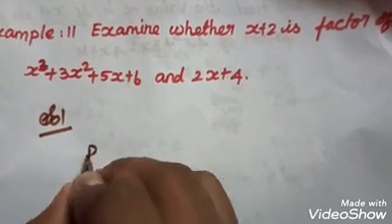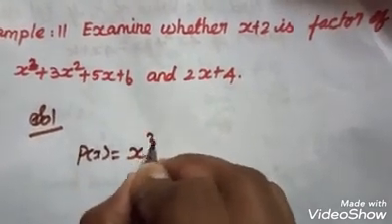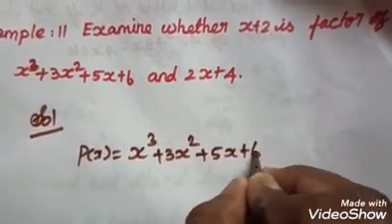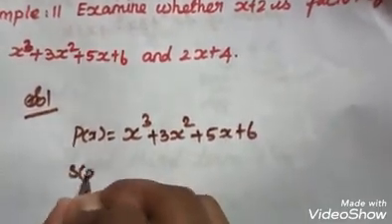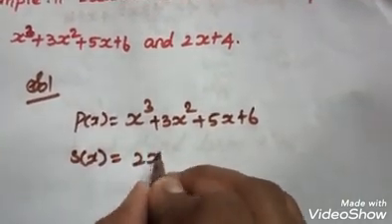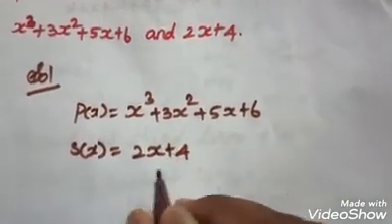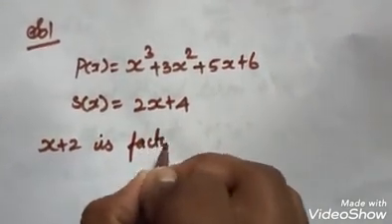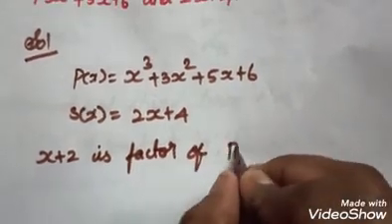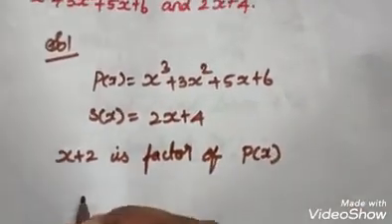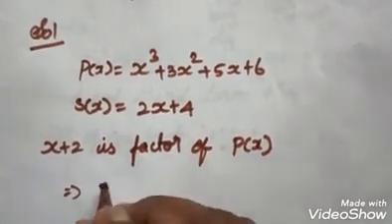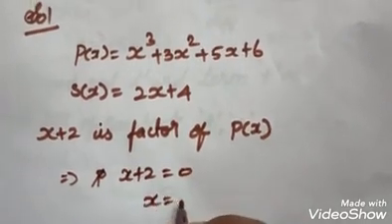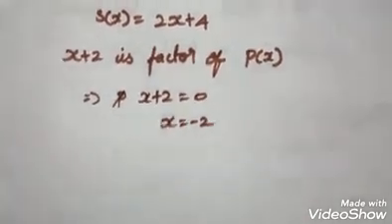First I take p of x which is equal to x cube plus 3x square plus 5x plus 6. And another expression I take, s of x, which is equal to 2x plus 4. First I take x plus 2 is a factor of p of x, which implies x plus 2 is equal to 0, x equal to minus 2.